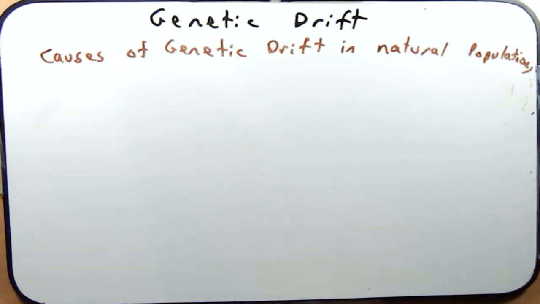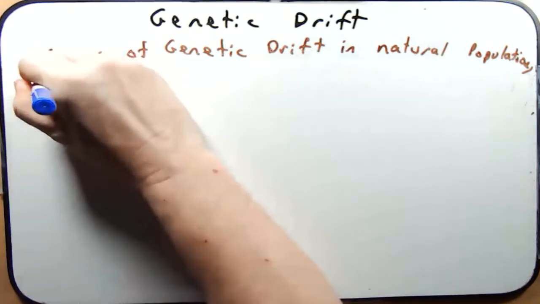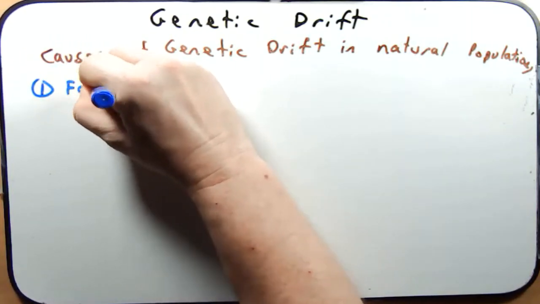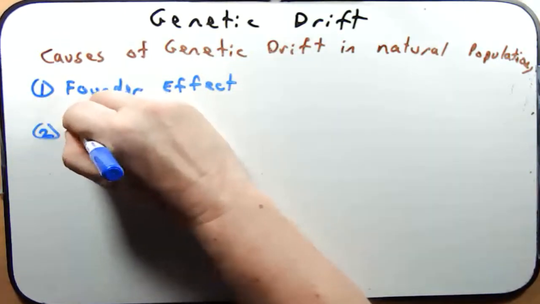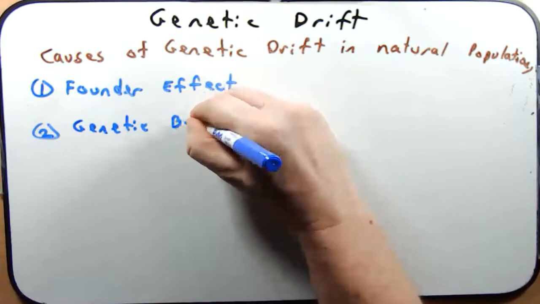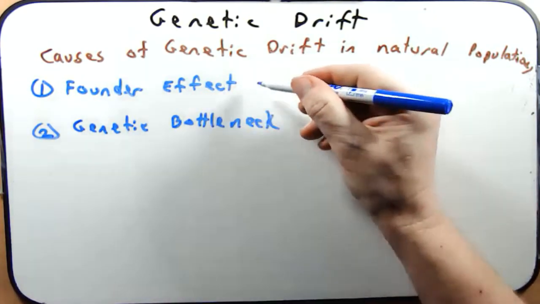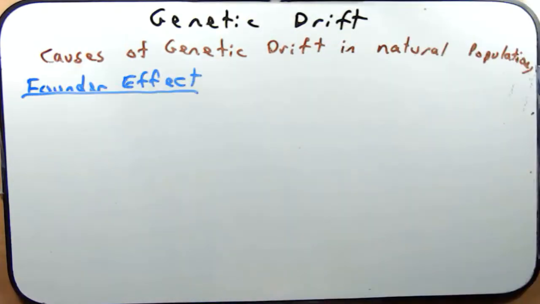There are two main causes of genetic drift that we're going to talk about today. The first is called the founder effect, and the second is called genetic bottleneck. Okay, let's first talk about the founder effect. And this is defined by when a group of individuals immigrates to a new location and establishes a new population.